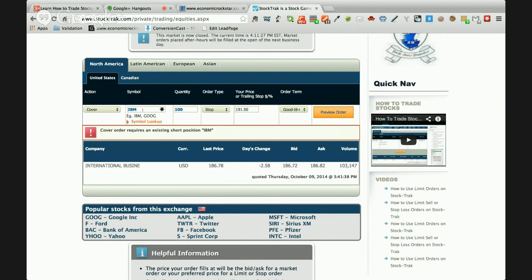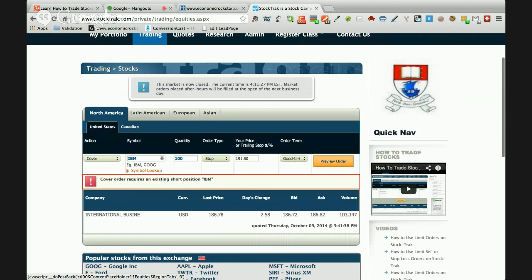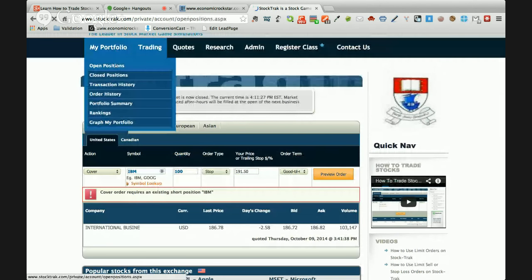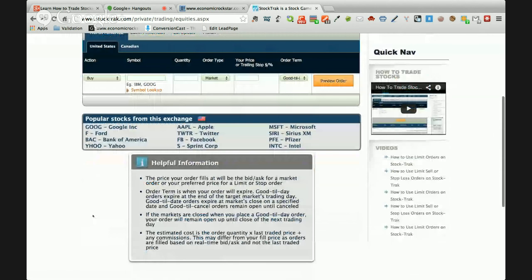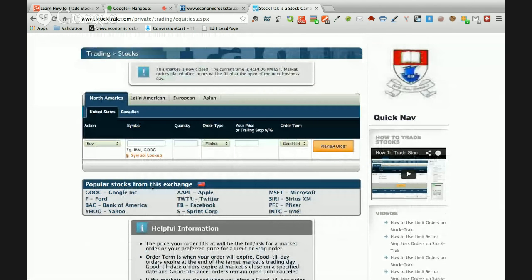And it requires an existing short in IBM. I'm just going to go back and see what my open position was. I'm sure I shorted IBM. Okay, the connection is quite slow here. Just going to take it back. You make the assumption that I just completed that trade by shorting. I would put in my stop loss at that short position to cover it.